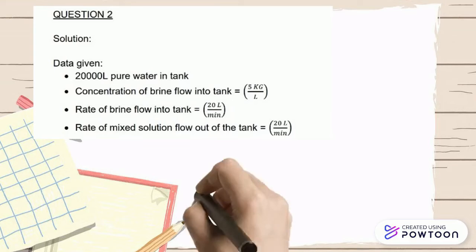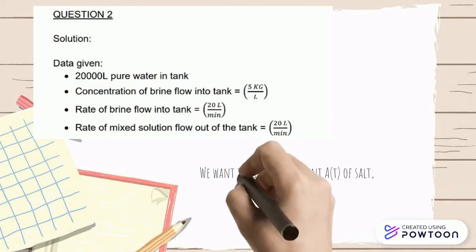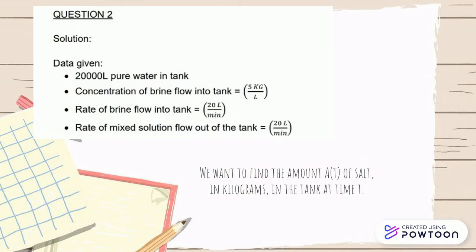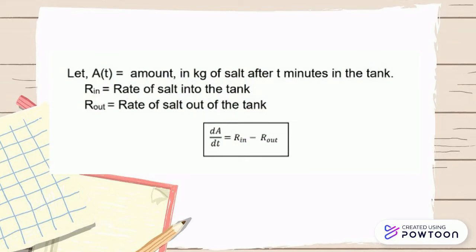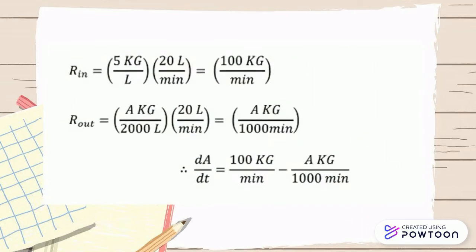We wanted to find the amount A of salt in kilograms in a tank at time t. Now, in order to solve this question, we need to use the equation dA/dt = R_in - R_out, where A is the amount in kilograms of salt after t minutes in the tank, R_in is the rate of salt into the tank, and R_out is the rate of salt out of the tank. First, we need to find R_in and R_out.